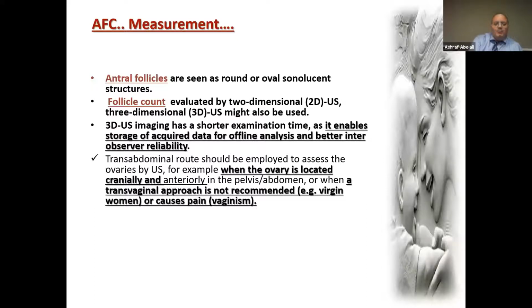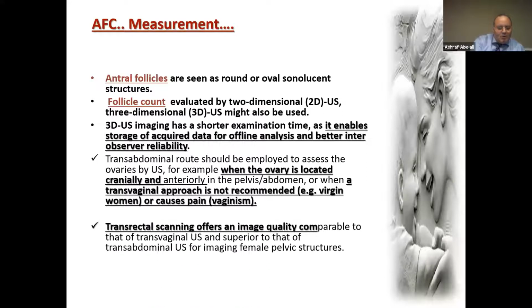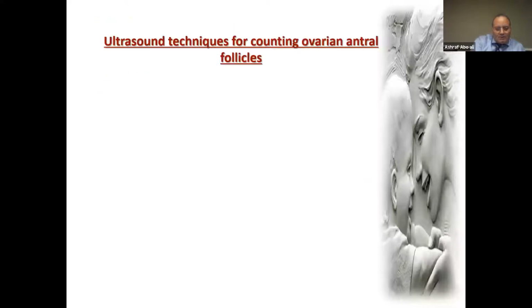Can we use the transabdominal route? Yes, you can use the transabdominal route when the ovary is located cranially and anteriorly in the pelvis or abdomen, or when a transvaginal approach is not recommended, like in virgins, or when there is pain or vaginismus. Also, in some special conditions, we can use transrectal scanning.